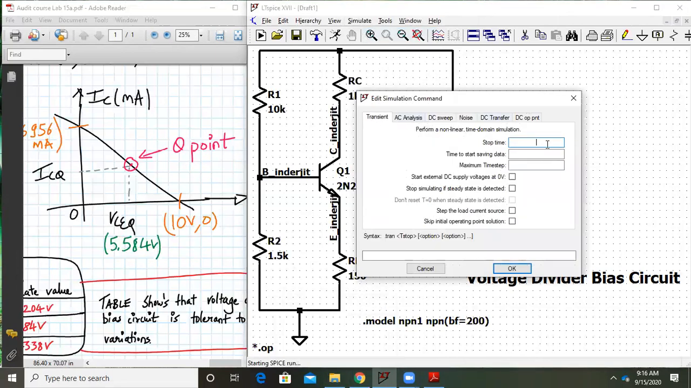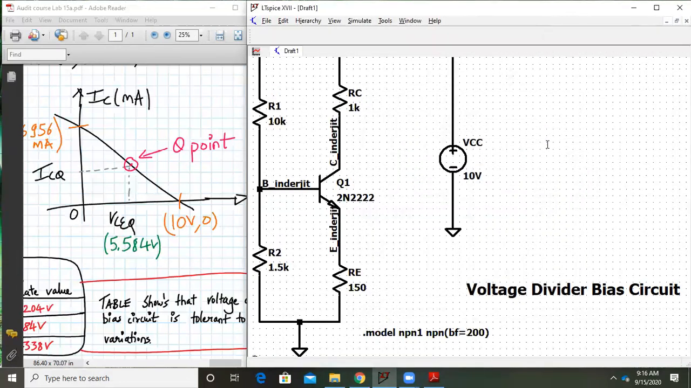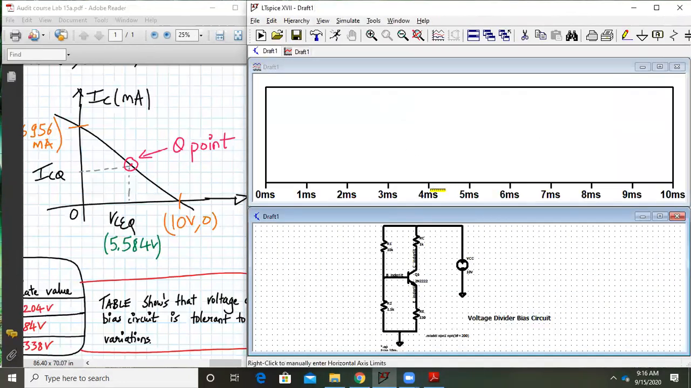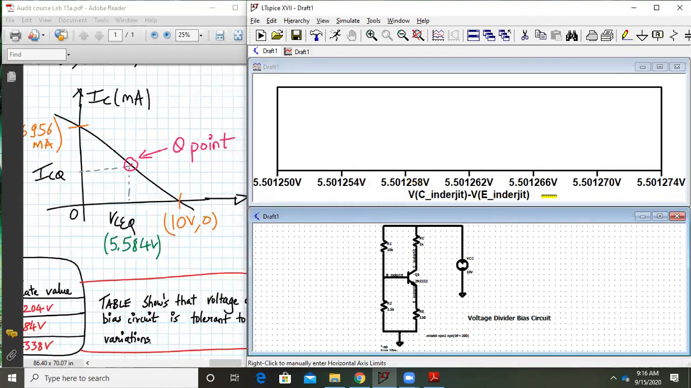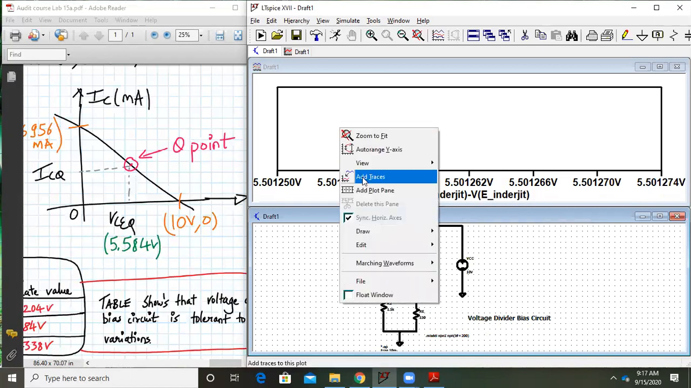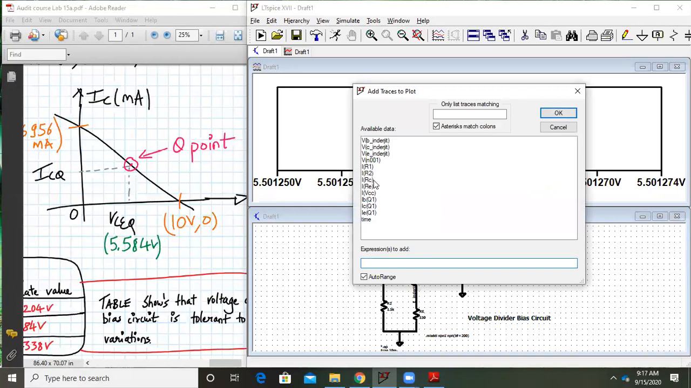It will ask for my transient analysis. Just give any value, say 10 milliseconds. A new window will come up, and in it we want the x-axis as VCQ. So we'll right click and type the name I gave, minus VE, to get VC minus VE. I click on OK, so I'll get a window of VC minus VE. Then I right click and plot IC now. Search from here: IC of Q1. Yes, this is my IC of Q1.